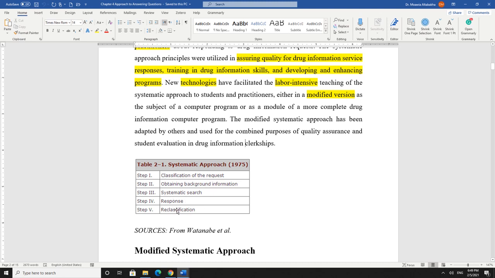If you look here, it assumes that you have little knowledge about drugs, and that's why when the question was given in step 1, you classified it according to the request. You got some background information from the requester. You did a systematic search to get knowledge because you had little knowledge of drugs, and then according to that you responded, and from your search you got additional information that allows you even to answer additional questions.